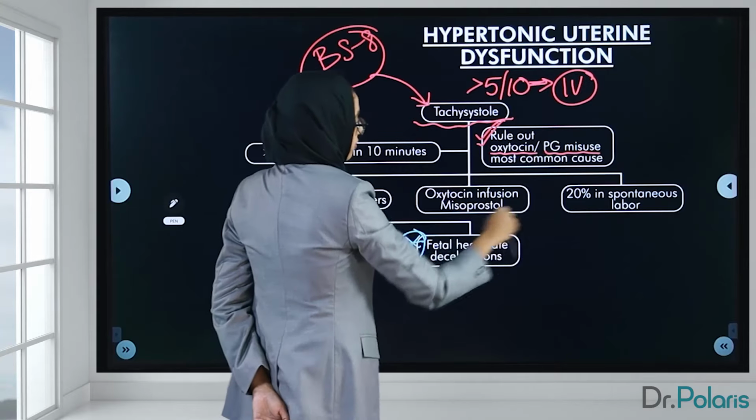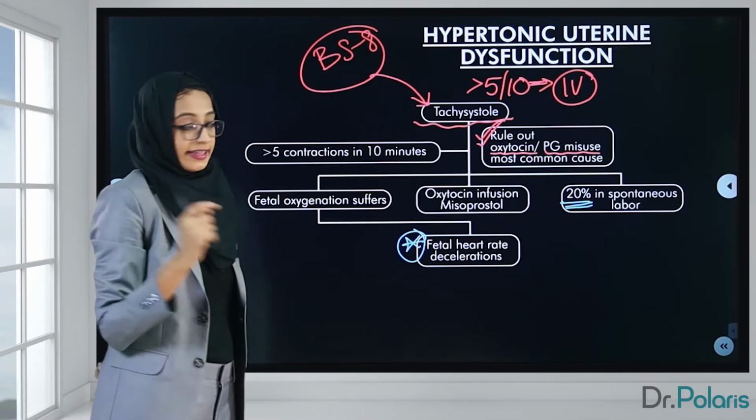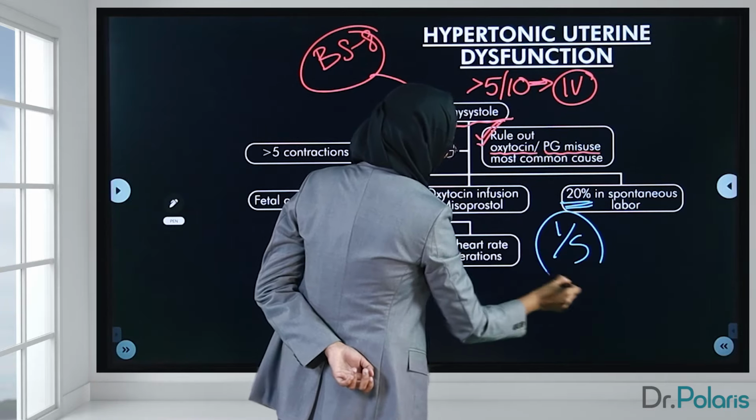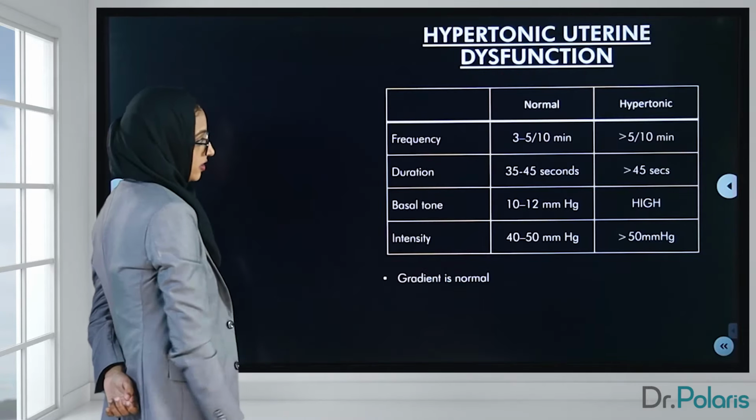However, having said all of this, 20% will occur in spontaneous labor. That just basically means 1 in 5 women who present in spontaneous labor are likely to have tachysystole, which is going to result in fetal distress.